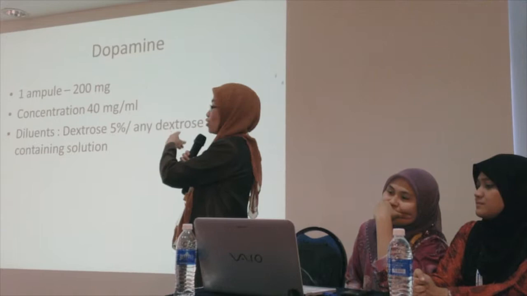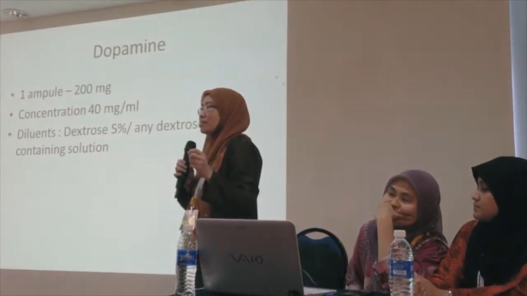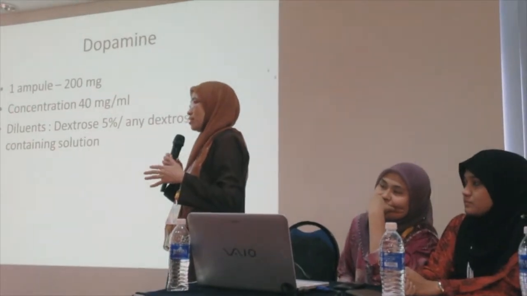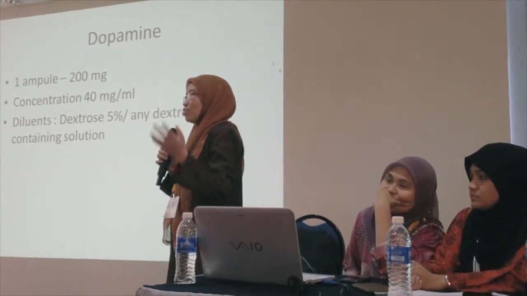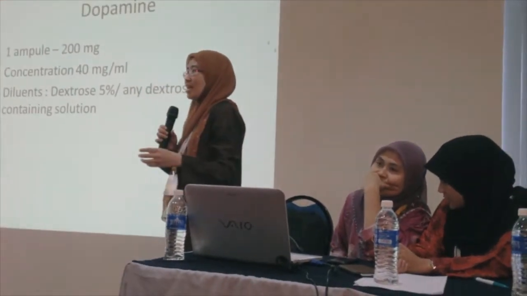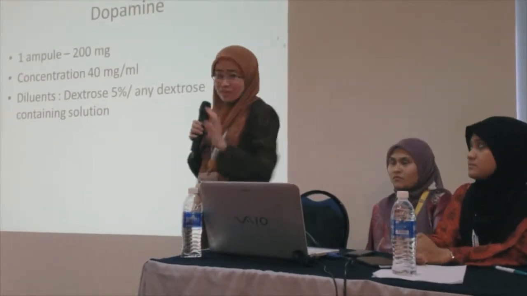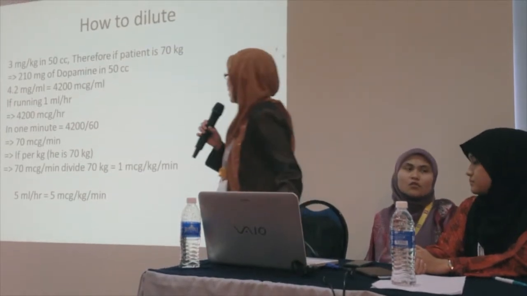So the concentration is 40 milligrams per ml. So normally dilution ni kita dilute dengan apa? Dextrose 5 or actually any dextrose containing solution. Maksudnya kalau tak ada dextrose 5 kat dalam ICU dan dalam OT, dextrose saline pun boleh pakai lah. Mesti nak dextrose 5, any dextrose containing solution. So we kata how to dilute.